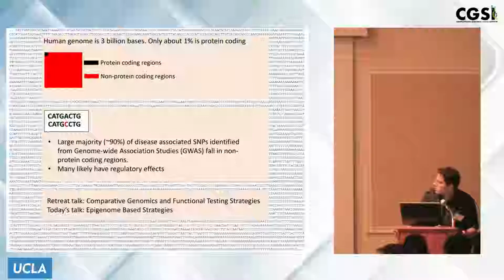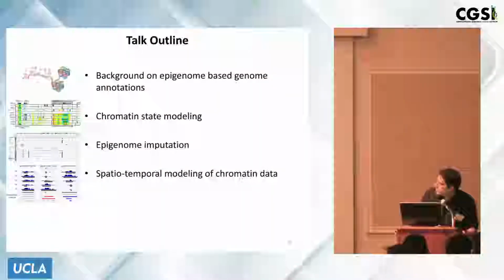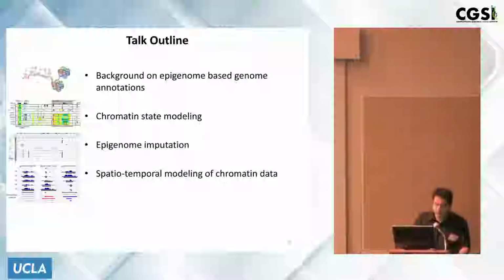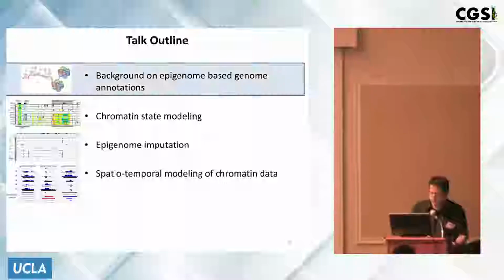So in this talk, I'm first going to give some general background and a review of some other types of approaches for epigenome-based annotation, and then talk about some background into chromatin state modeling, then talk about epigenome imputation, and if there's time, some recent work on modeling temporal chromatin data, spatio-temporal aspects of it.